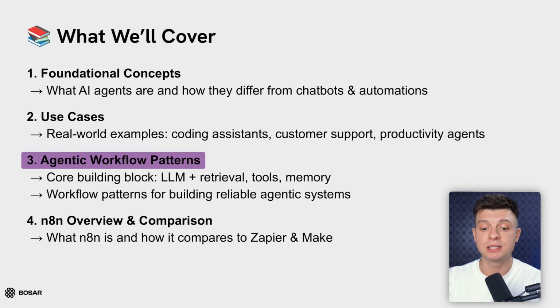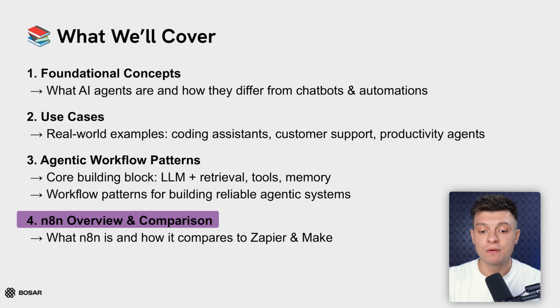In the next chapter, we'll break down how to actually build effective AI agents by walking through the key patterns used in modern agentic systems. You'll learn about core concepts like retrieval, tools, and memory, and how to combine them using different underlying patterns to create reliable agentic workflows. Okay?